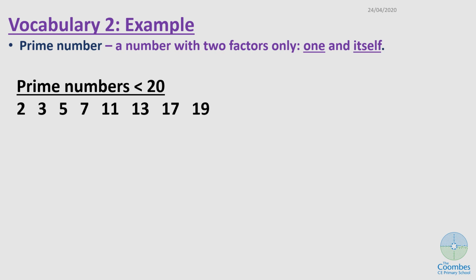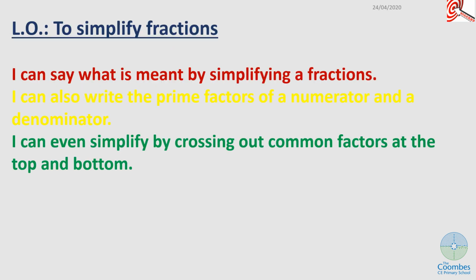Now, I just want to give you a list of prime numbers less than 20. If I list them, they are 2, 3, 5, 7, 11, 13, 17, and 19. Now that we know some terms, let's go into our lesson.